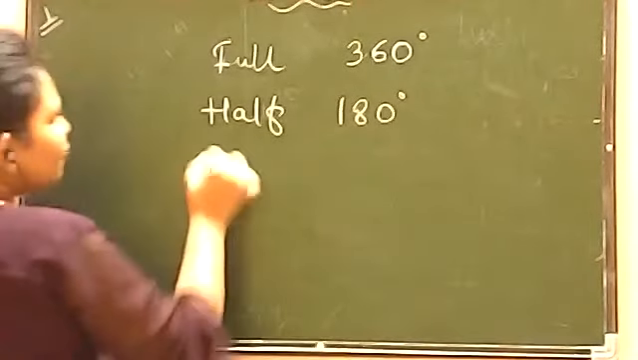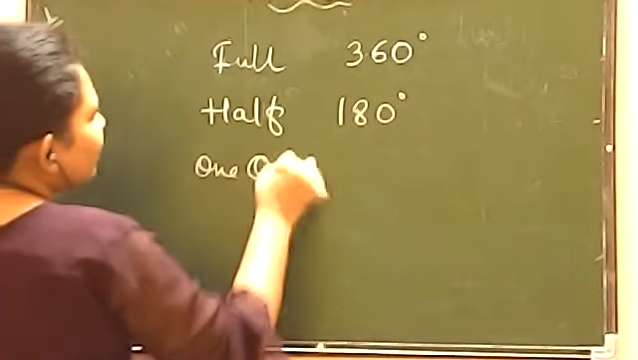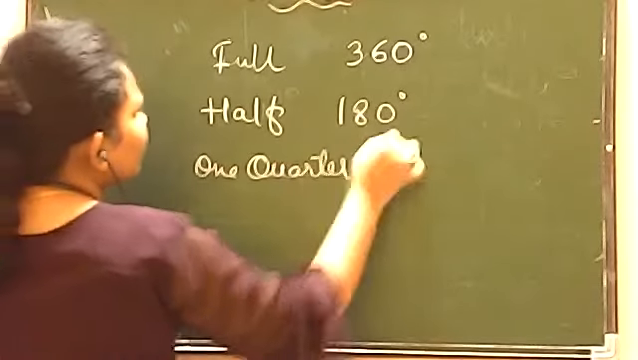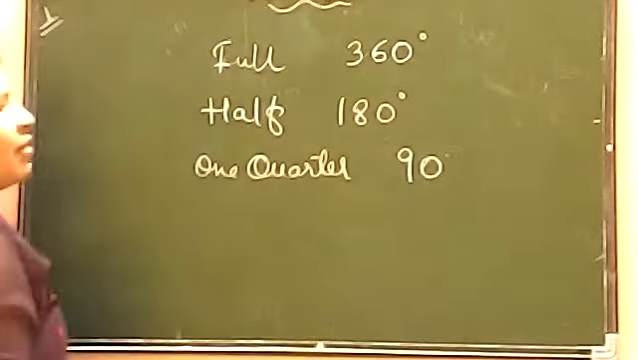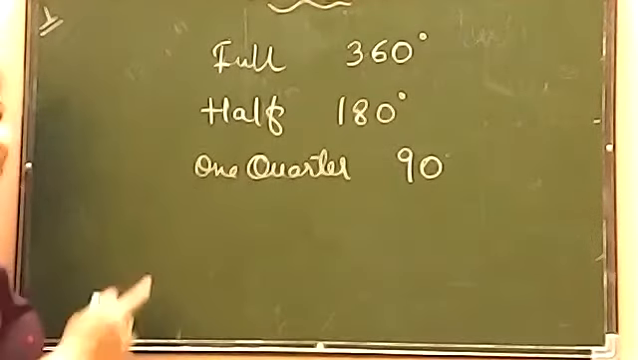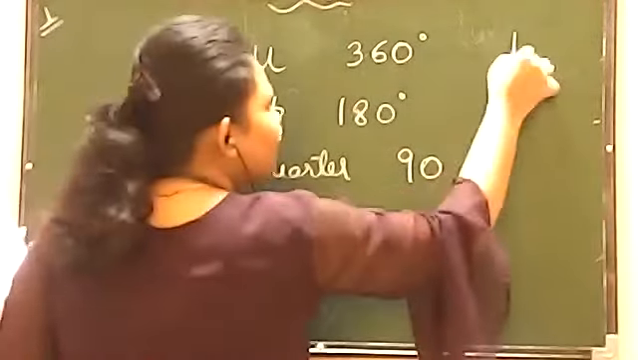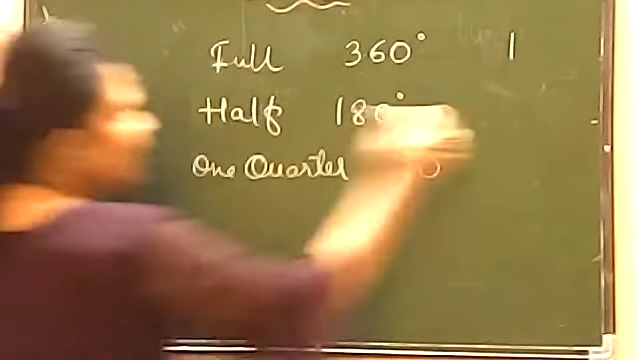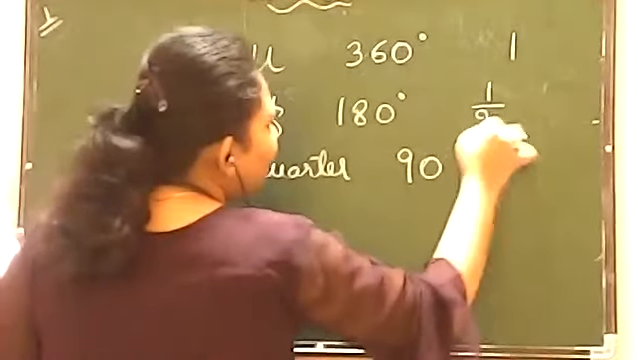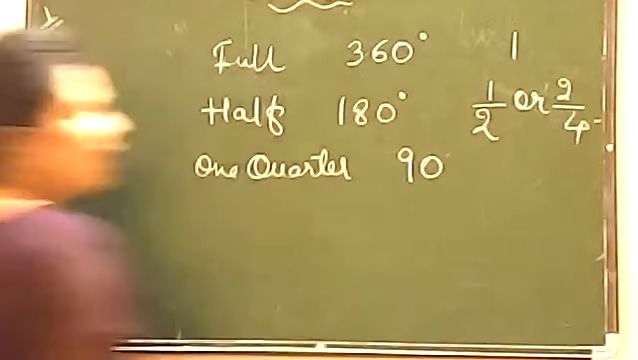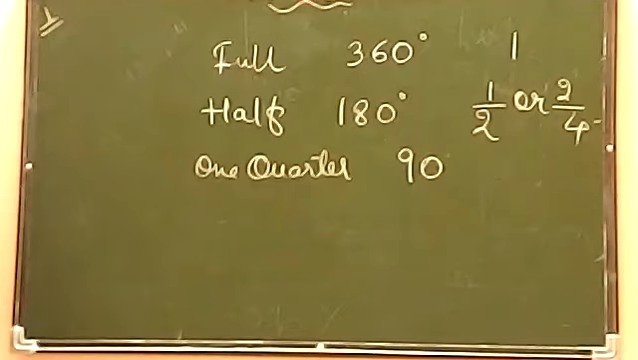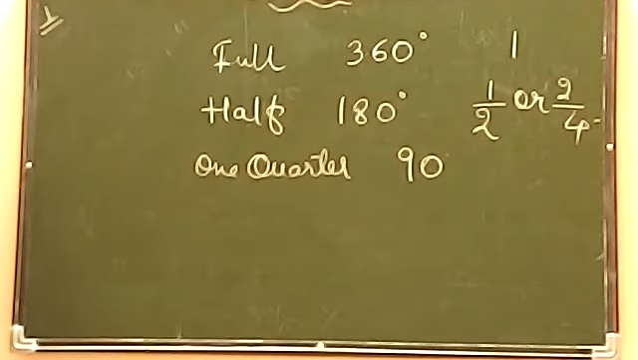And one more is 1/4. Quarter means, beta, 1/4. Okay, 1/4 means 90 degree. So always remember when you talk about 360 degree, you are talking about one full rotation. Half means you can have 1/2 or you can call it 2/4. Okay, out of 4 parts, you are covering 2 parts. That is why you are calling it half. Okay, 2/4, 2 parts out of 4.